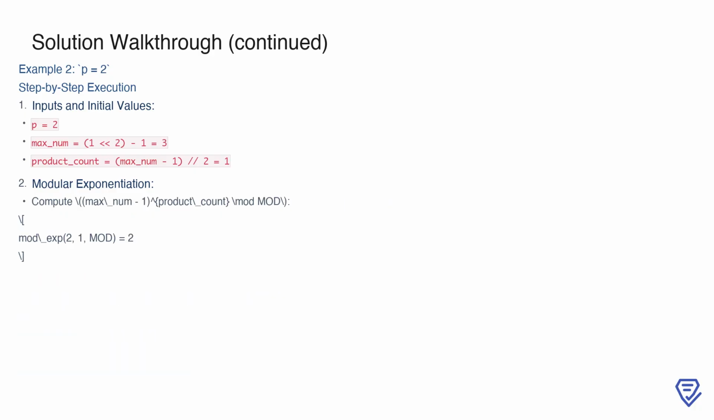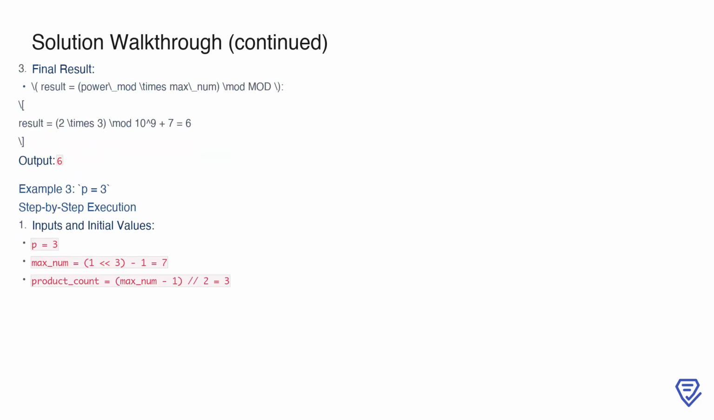Now, let's look at the next example where p equals 2. Here, the largest number in the sequence is max_number equals 2^2 - 1 equals 3, and the number of terms contributing to the product is product_count equals (max_number - 1) / 2 equals 1. Using modular exponentiation, we calculate the term (max_number - 1)^product_count as mod_exp(2, 1, mod), which simplifies to 2. This efficient computation ensures that even with larger values, we avoid overflow and stay within the bounds of modular arithmetic.